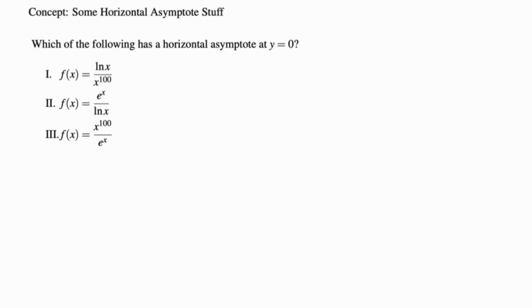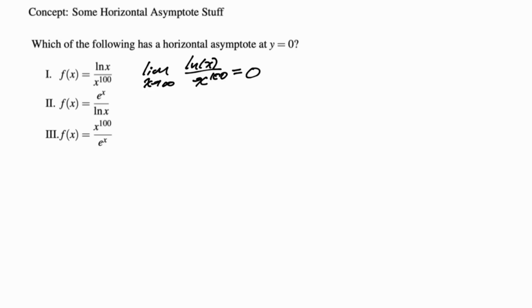So I'm going to look at these and just think about relative growth rates. x to the 100 grows so much faster than natural log of x that it just has to go to 0 overall. That f of x right there has to go to 0 as you approach infinity. So the limit as x approaches infinity of natural log of x over x to the 100 is definitely 0.